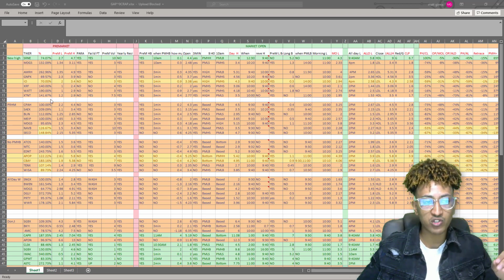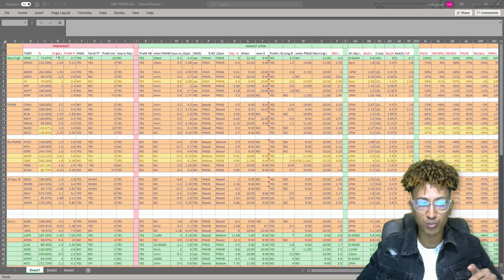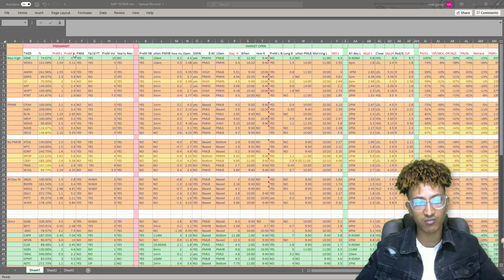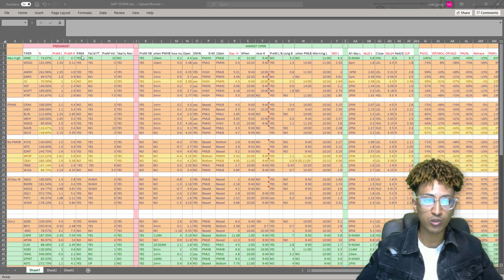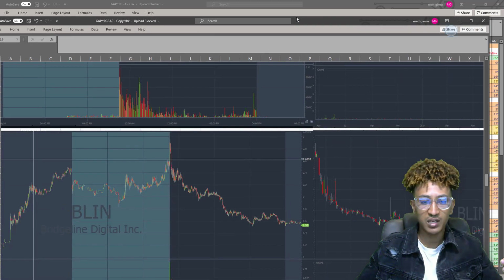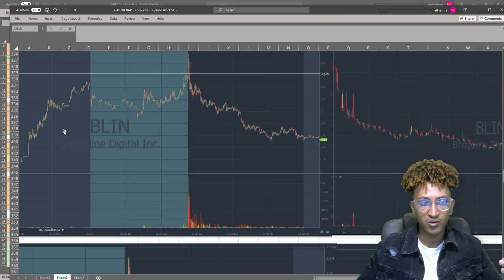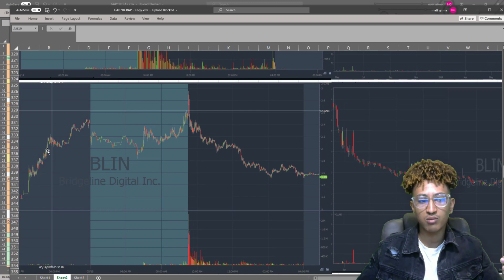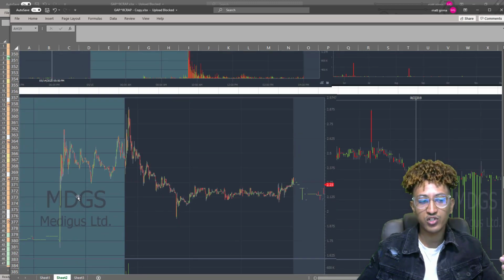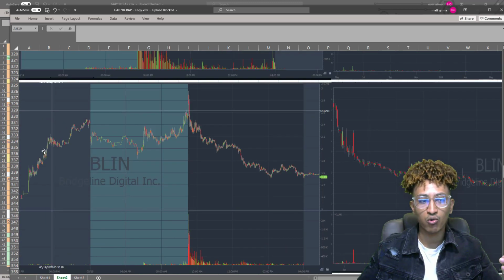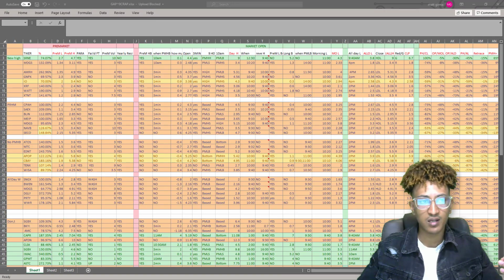We have how much they gapped up on that day. We have the pre-market low. What was the lowest point on pre-market? What was the pre-market high? What was the highest level on that pre-market? Was it a parabolic move pre-market or not? Meaning, this right here is considered a parabolic, whereas something like this, not so much parabolic. So I'm trying to differentiate whether it moved like that pre-market or moved like that, right?